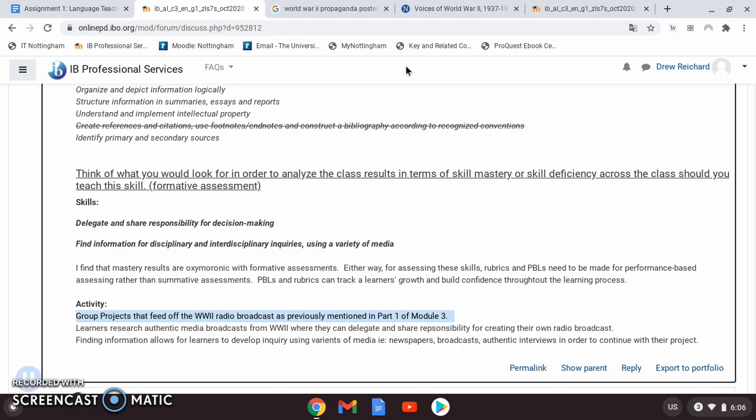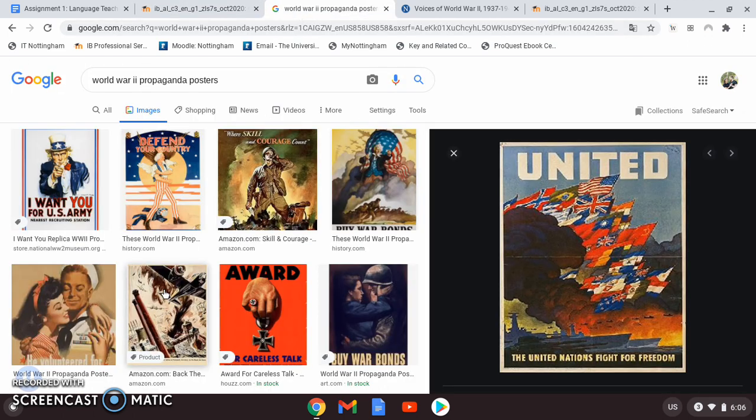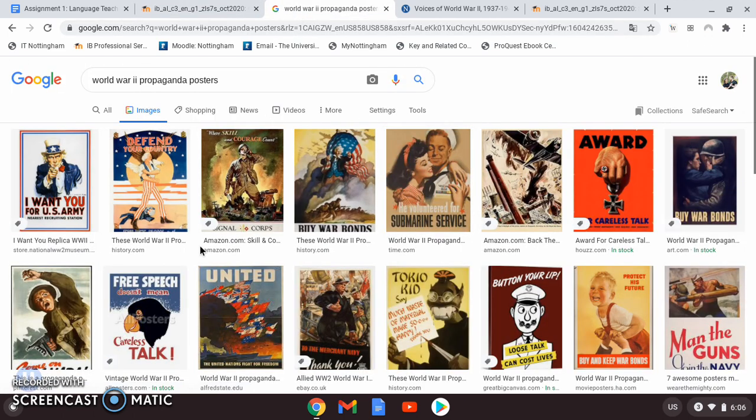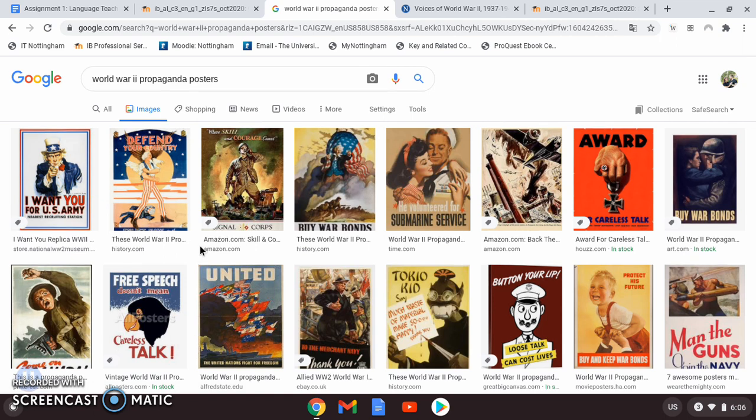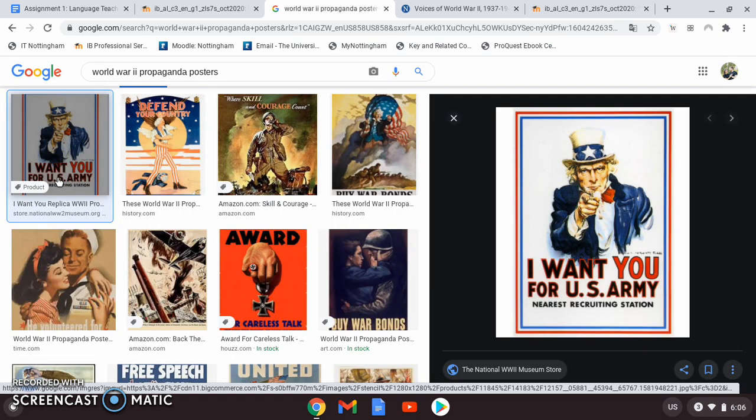So first things first, I think we need to look at the visual aids of World War II propaganda posters, which learners can come together and discuss: what these posters are portraying, what is behind the posters, and which side, the Axis or the Allied powers.